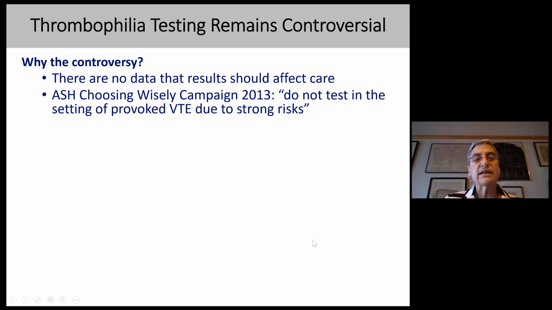So why is there controversy? Well, the reason is that there are no data that say the results should affect care. As I mentioned earlier, the real decision about how long to anticoagulate someone should be based on whether they have a provoked or an unprovoked venous thrombotic event. And in 2013, for example, the American Society of Hematology recommended that you not test anybody in the setting of a provoked VTE if strong risk factors are identified.